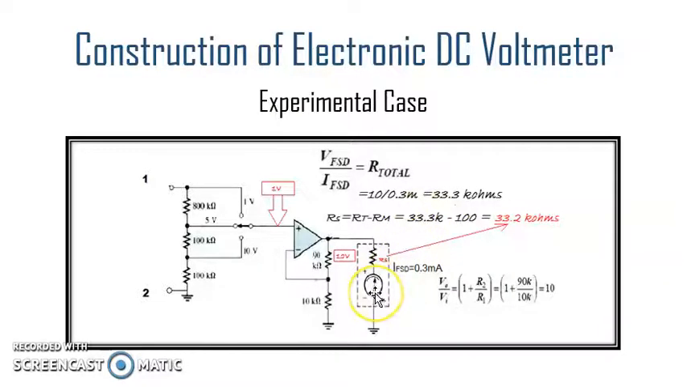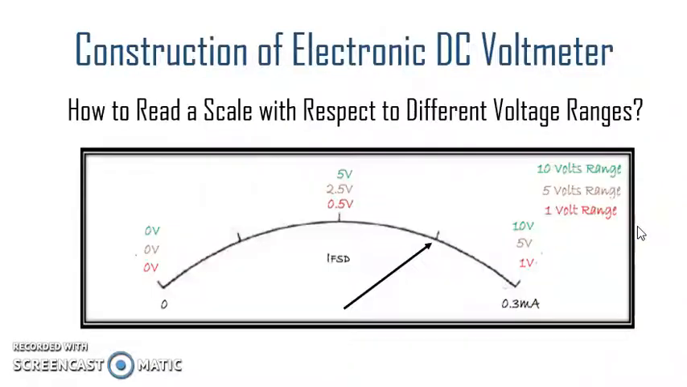We have a PMMC with an internal resistance equal to 100 ohms, so the value of the resistor that is actually supposed to be connected in series with the PMMC, that is RS, is 33.2 kilo ohms. So these are the values for our experimental cases. How will we be reading the scale with respect to voltage ranges?